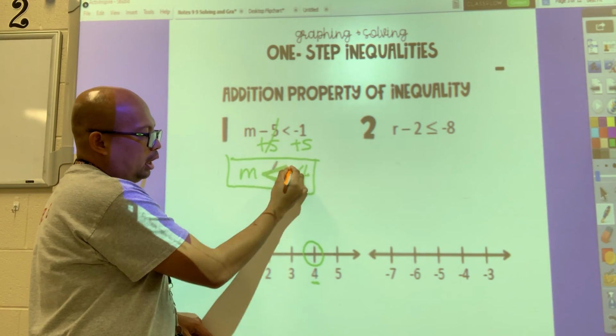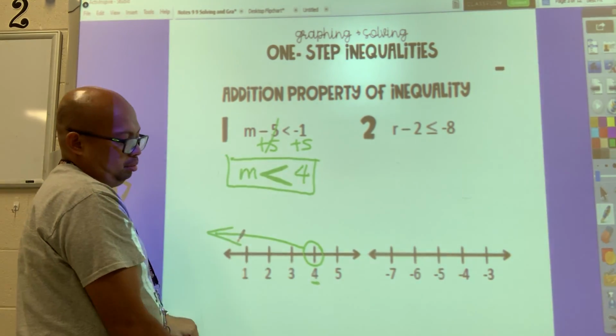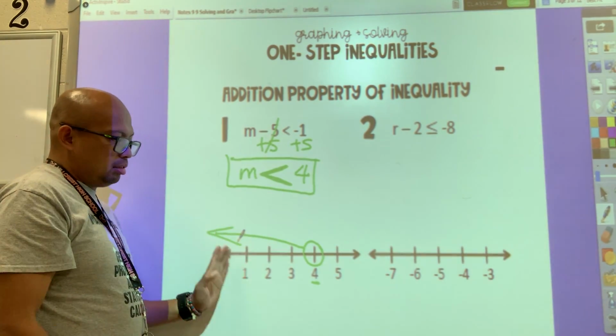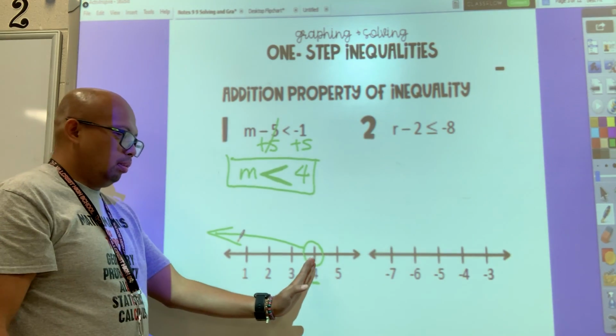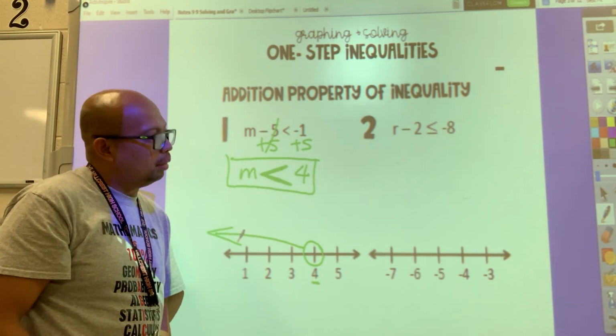Where is this pointing? It's pointing to the left, so we go that direction. So the answer is the numbers that are less than 4, which are on the left side of 4, going to infinity on the left. But we're not going to learn infinity right now.